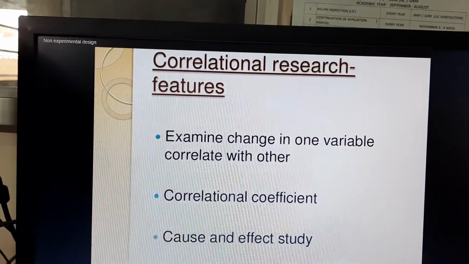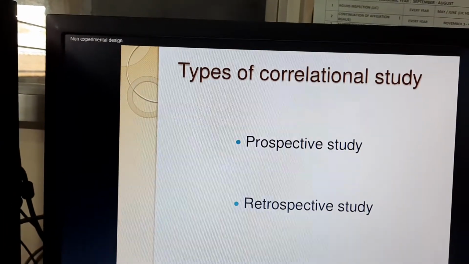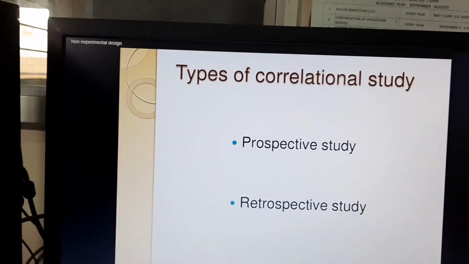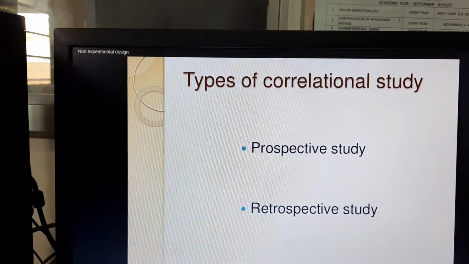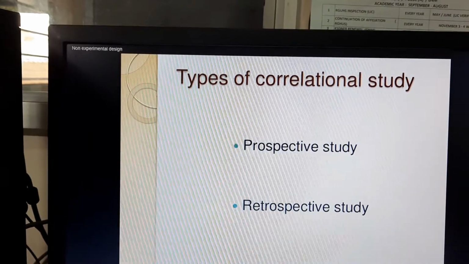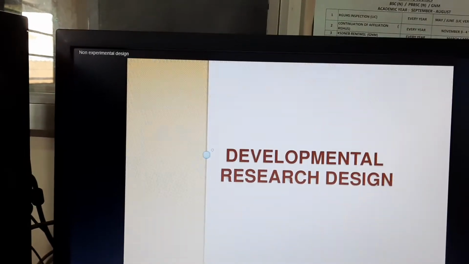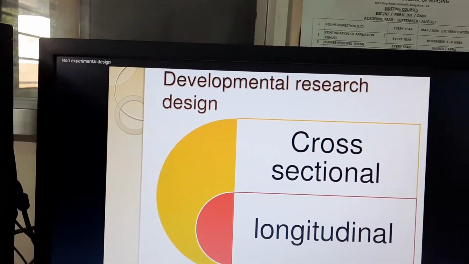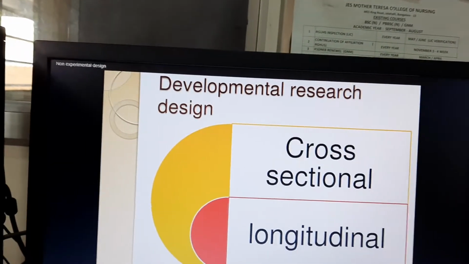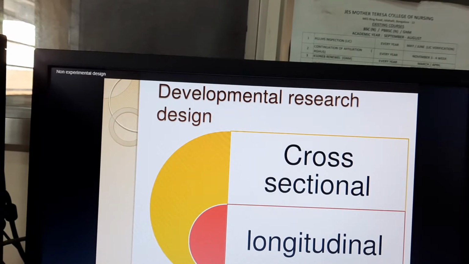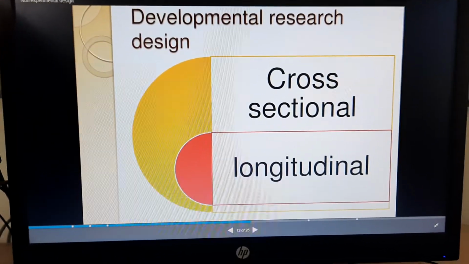Then cause and effect study. Types of correlational study are the prospective study and the retrospective study. Next, developmental research design is cross-sectional and longitudinal. So mainly we are taking these two, cross-sectional and longitudinal.